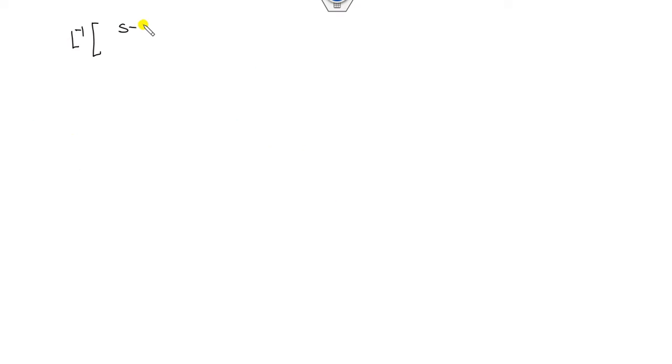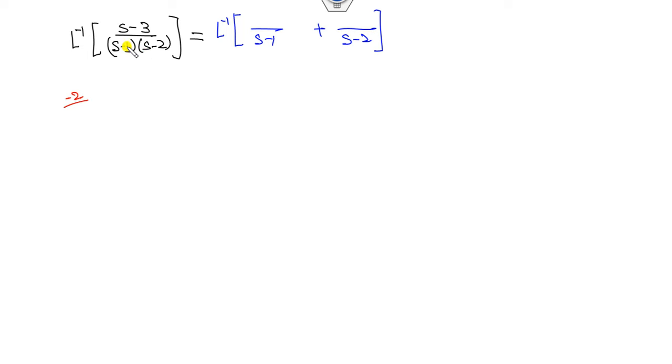This is (s minus 3) over (s minus 1)(s minus 2). So can you find the partial fraction of this? It is L inverse of (s minus 3) over (s minus 1)(s minus 2). So what is the answer of this? When you substitute s is equal to 1, it will be minus 2 over minus 1. When you substitute s equal to 2, 2 minus 3 is minus 1, and 2 minus 1 is 1. So it is minus 1.